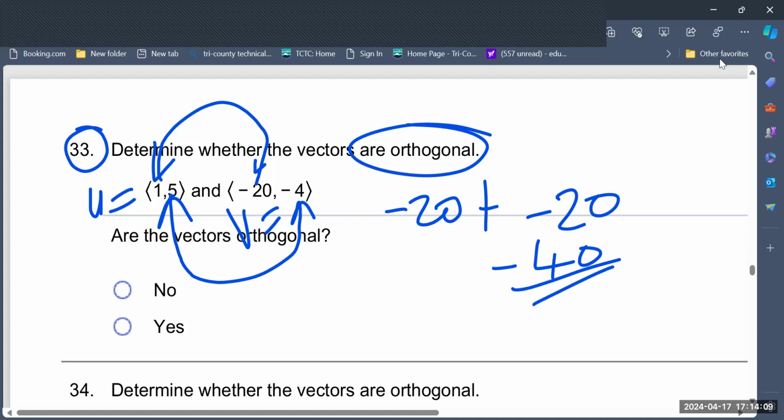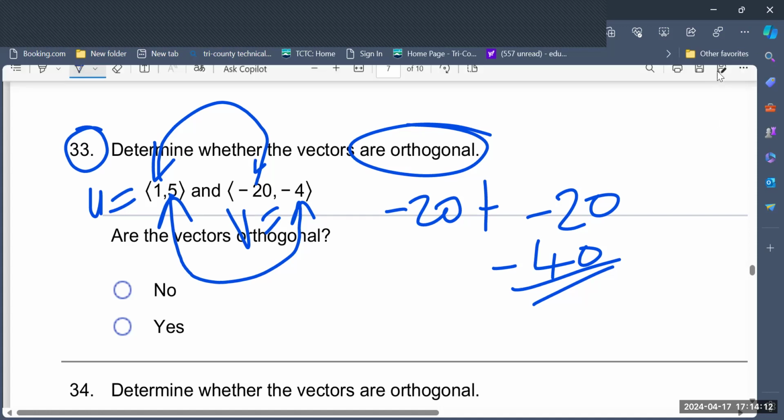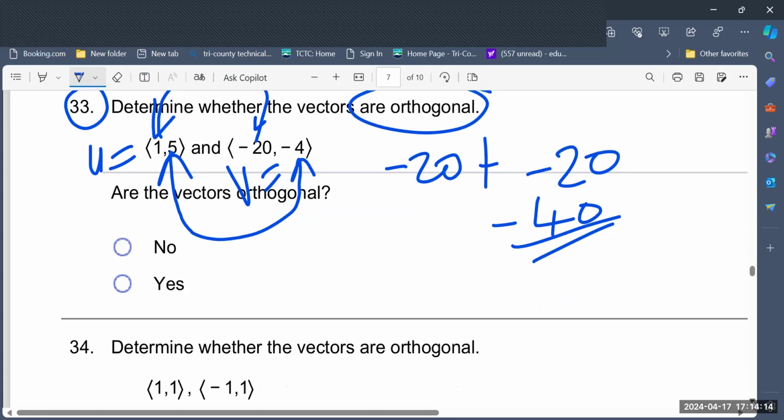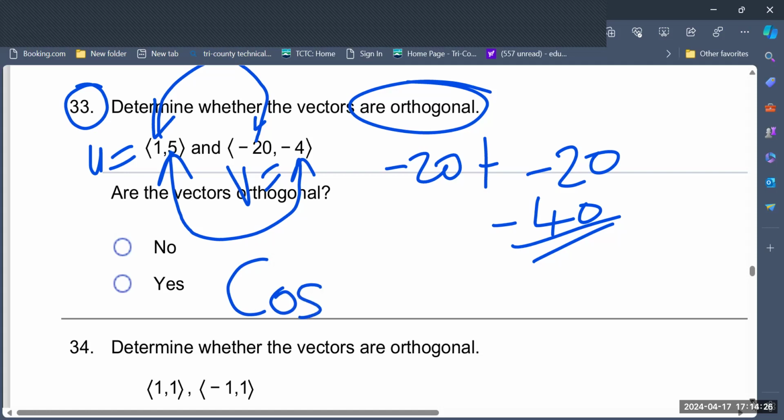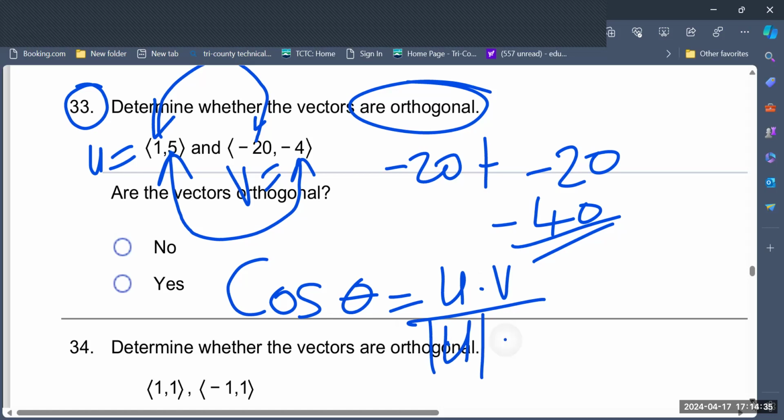By the way, why do we say that if two vectors have a dot product of 0, they're orthogonal? What does it mean? Remember that for the angle between two vectors, cosine theta is equal to the dot product of the two vectors, say u and v, over the magnitude of u multiplied by the magnitude of v. So if this comes out to be 0, it means that we are looking for the cosine inverse of 0.